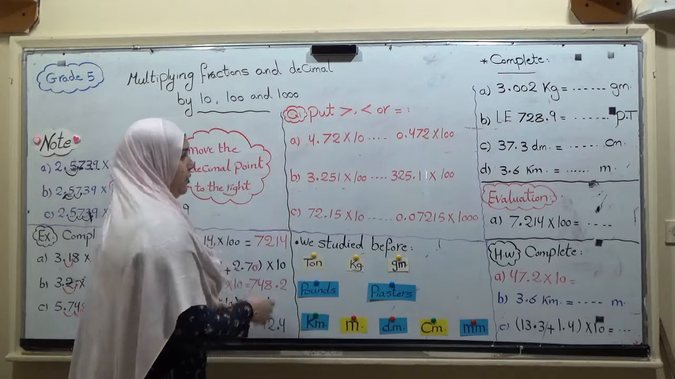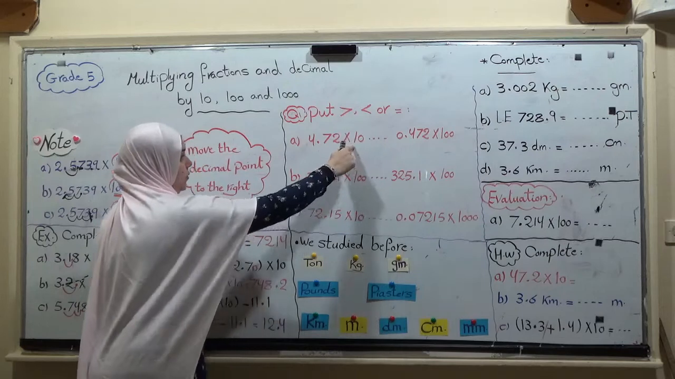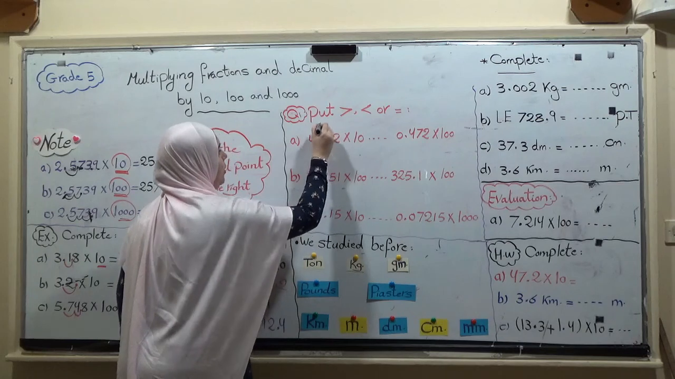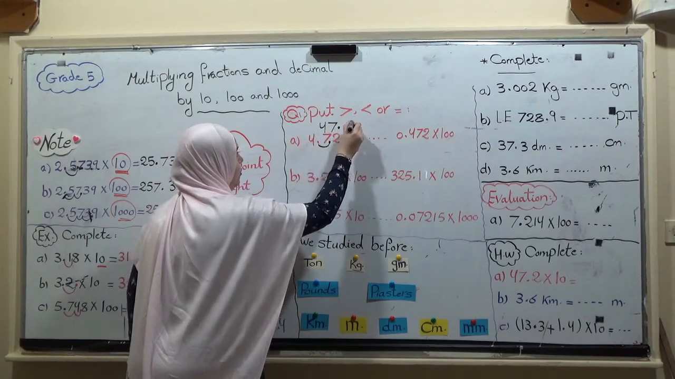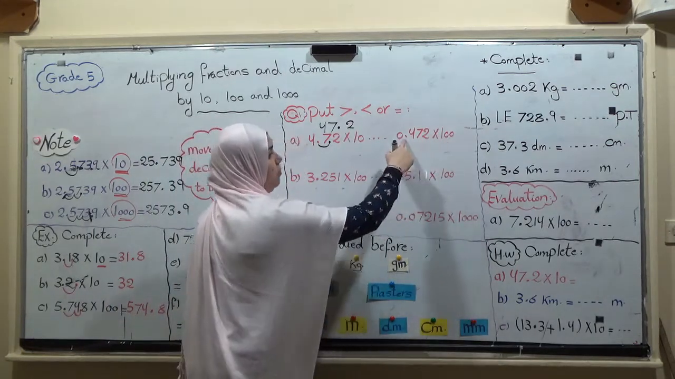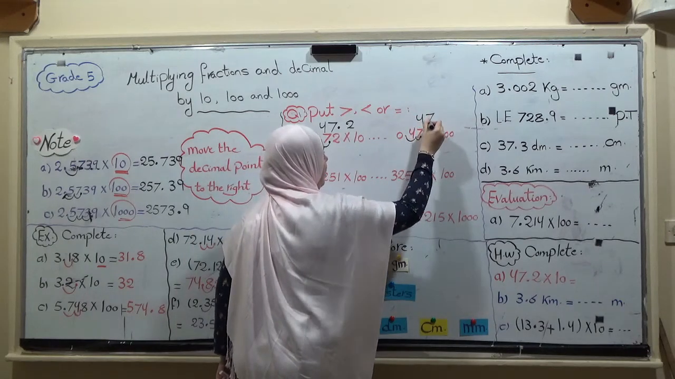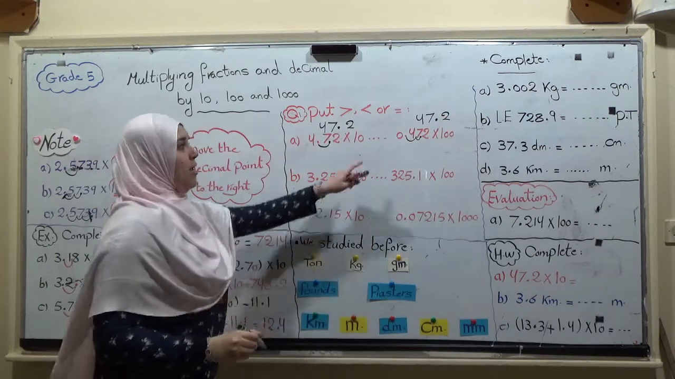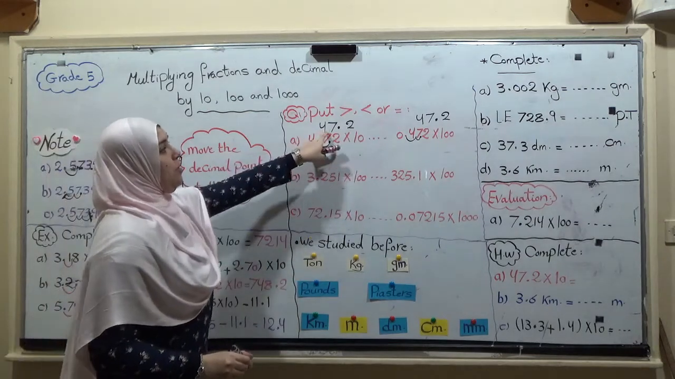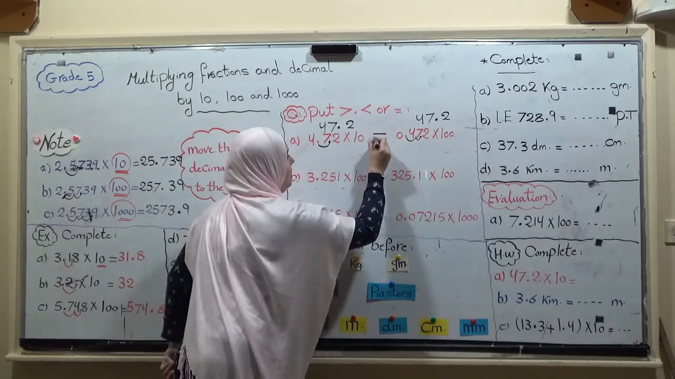0.472 multiplied by 100. In the first, in part 1, multiply 10, what can I do? Move the decimal point 1 digit to the right, 47.2. 0.472 multiplied by 100, move the decimal point 2 digits to the right, 1, 2, 47.2. Mrs. Shayma, which sign can I put here, greater than or smaller than or equal? Look at the whole number, 47 equals 47, point 2. Then the result is equal.